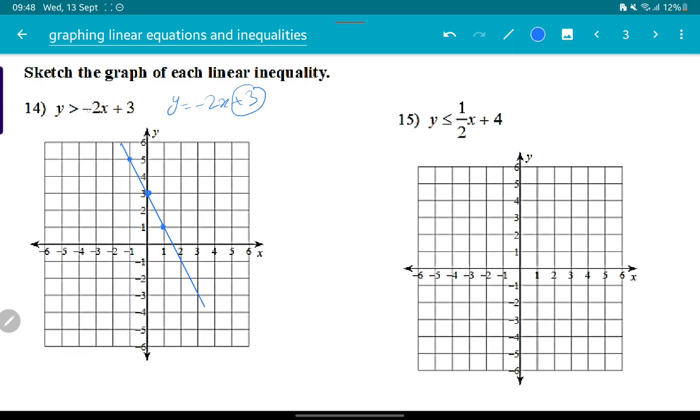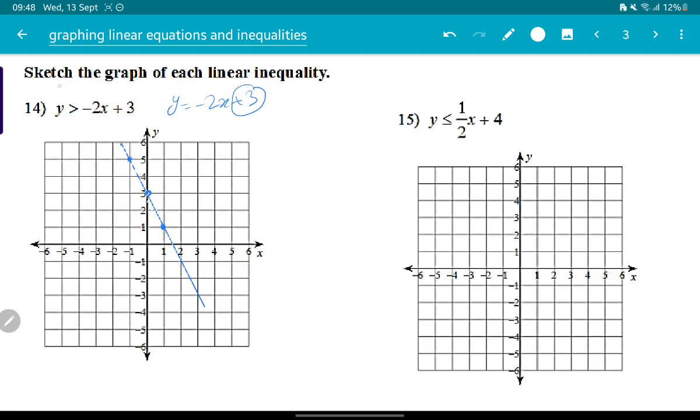But we have a note here, because can you see that this is greater than only, not equal? If it was equal, you can keep the line as we did. If it's not equal, you should graph with a dotted line. You can graph it with a dotted line, okay?